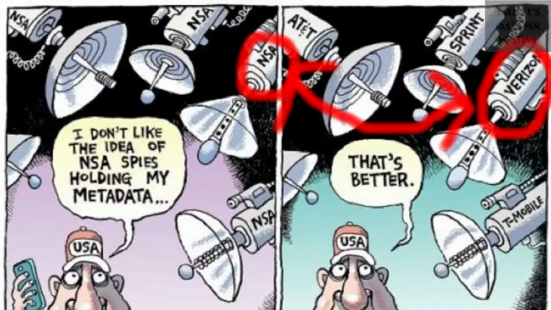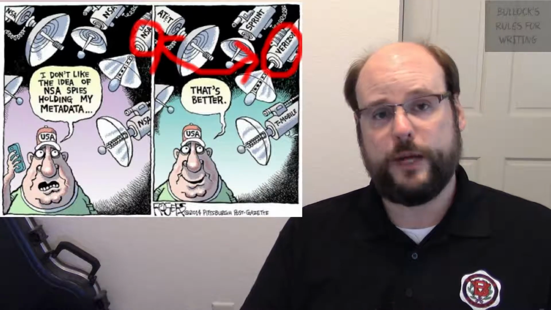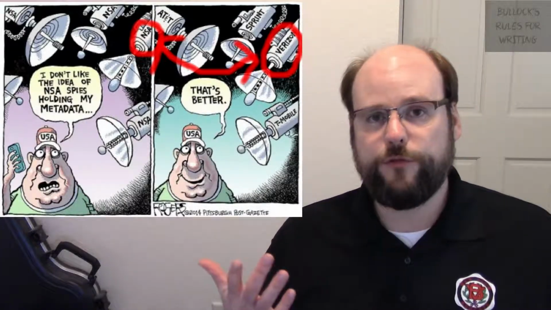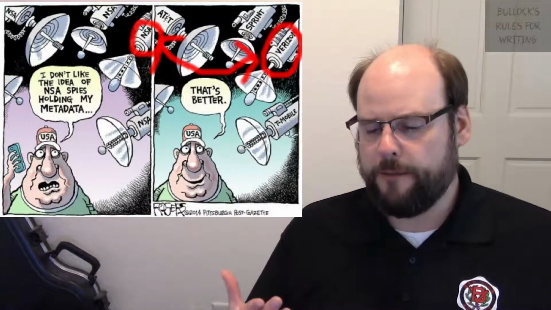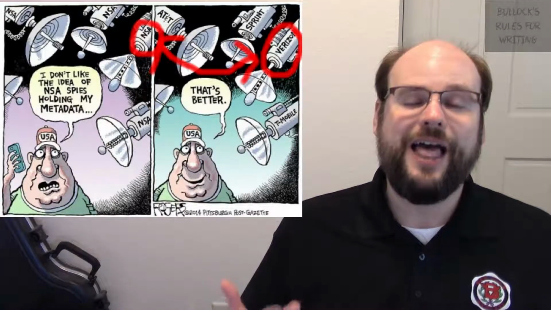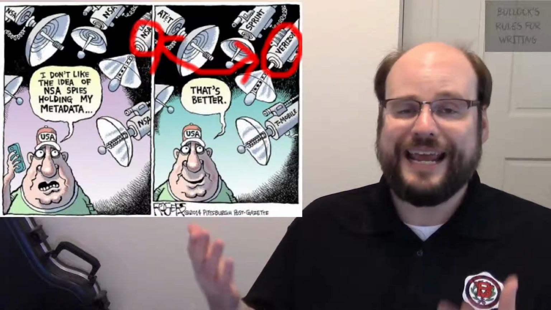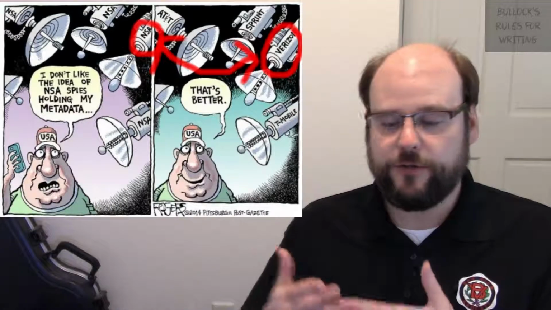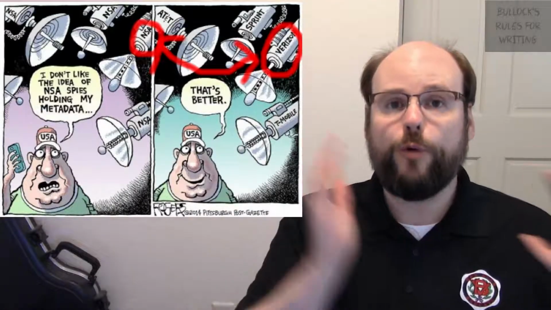I like starting with this particular cartoon because the analogy is really, really clear. On the left-hand side, you see that this American, I don't like the idea of NSA spies holding my metadata, is surrounded by all of these satellites that are pointed at him that all say NSA. But then on the right-hand side, they don't say NSA. They say AT&T, Verizon, Sprint, T-Mobile, which are the names of your mobile phone companies. And then he says, okay, that's better. The analogy is that the NSA, the National Security Administration, is not significantly different from your phone carrier.